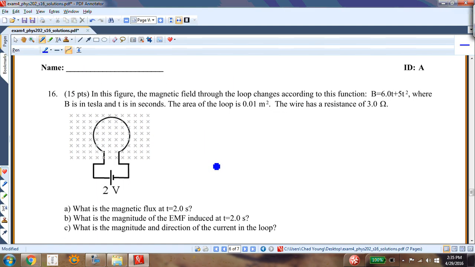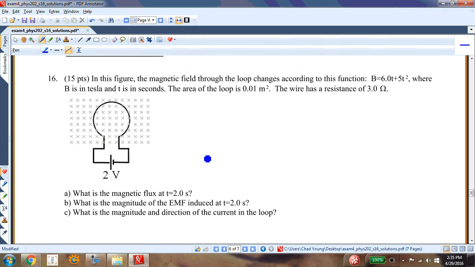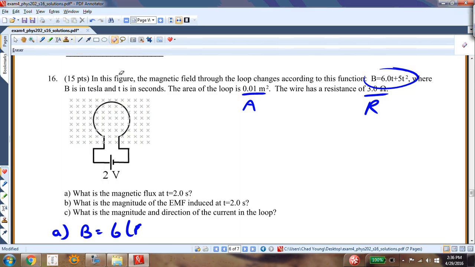All right, number 16, this last one. In this figure, the magnetic field changes as this function, 6t plus 5t squared. The area of the loop is this, that's my area. The wire has a resistance, that's R, here's my B. What is the magnetic flux at t equal 2 seconds? Well, gosh, this is just 6 times 2 plus 5 times 2 squared, and that is equal to 32 Tesla.